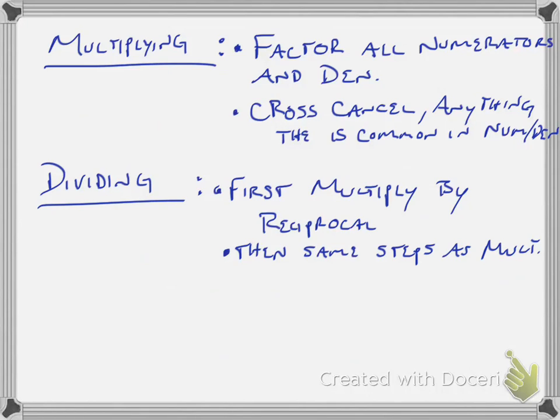With dividing, instead of dividing, you change it to multiplication, but you're multiplying by the reciprocal. Then it's the same steps as multiplying. Factor everything, cross cancel, cancel things out.